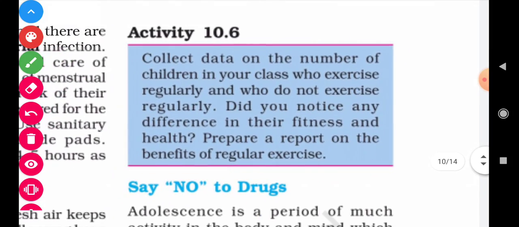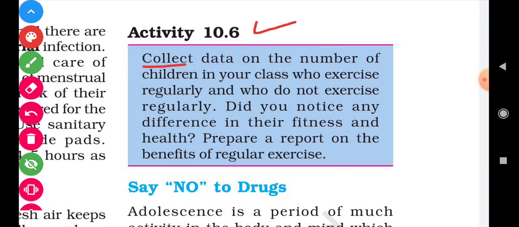Now let us focus on this activity, which is 10.6, in which we need to collect the data on the number of children in your class who exercise regularly and who do not exercise regularly.